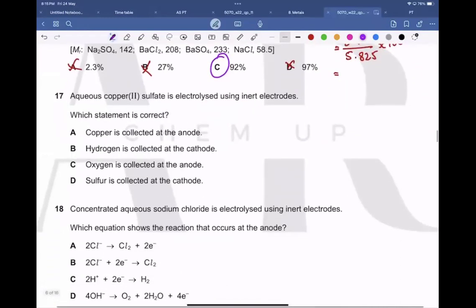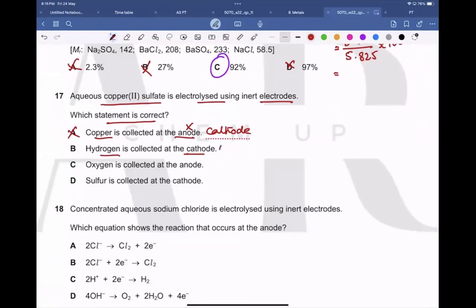Now, question number 17. Aqueous copper(II) sulfate is electrolyzed using inert electrodes. Which statement is correct? Copper is collected at anode, not at all. Copper is a positive ion, so it is always collected at cathode. Hydrogen is collected at cathode, no, because copper is lower than hydrogen. Oxygen is collected at anode, yes, because it's a sulfate. Sulfur, no, not at all. Sulfate is never oxidized. In case of a sulfate, hydroxide is always oxidized to give you oxygen. So C is the correct answer for question number 17.